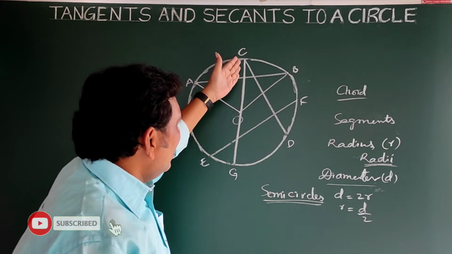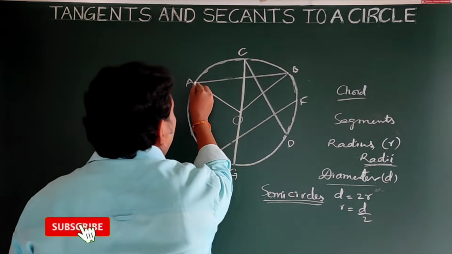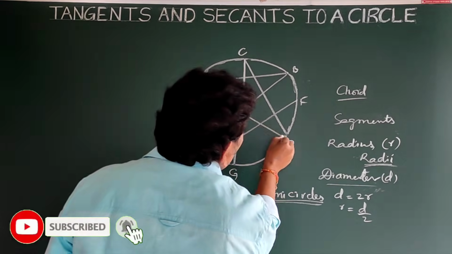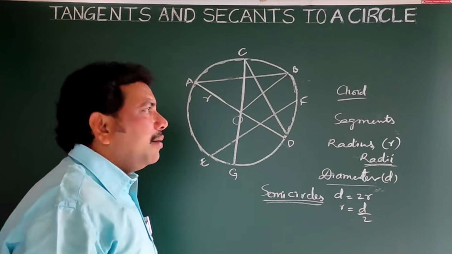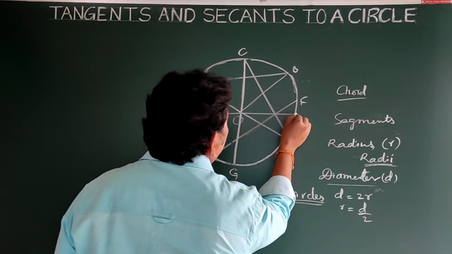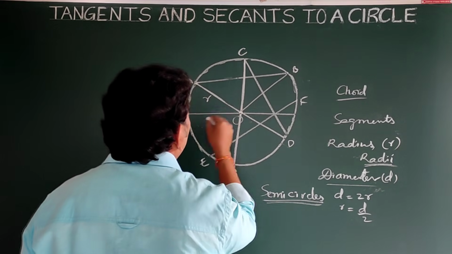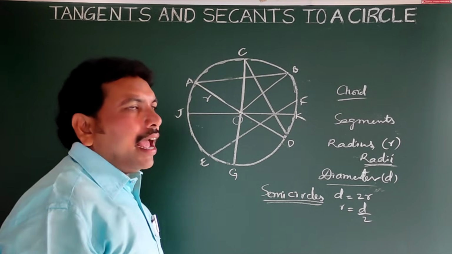See, this OG is the diameter. Another diameter I will draw. Suppose AD is another diameter. Next, another diameter I am drawing, this one. JK is another diameter.